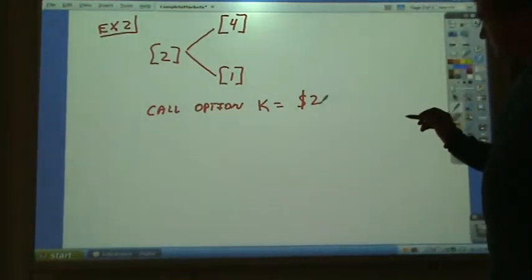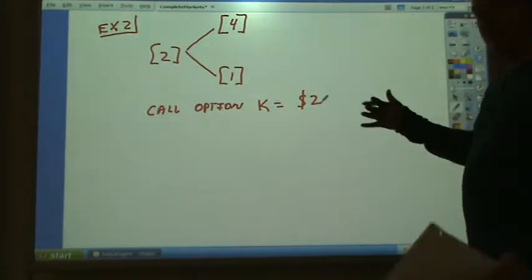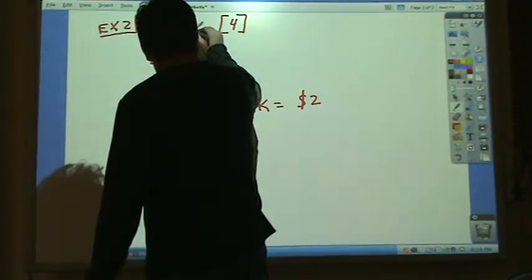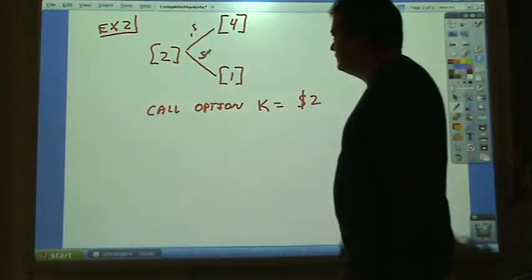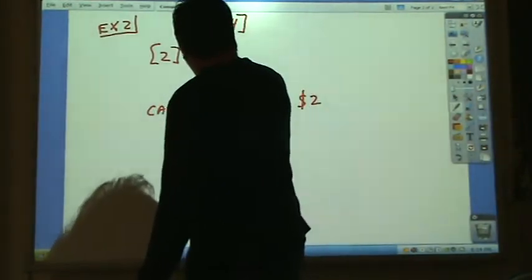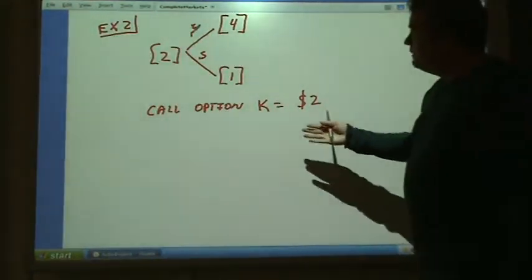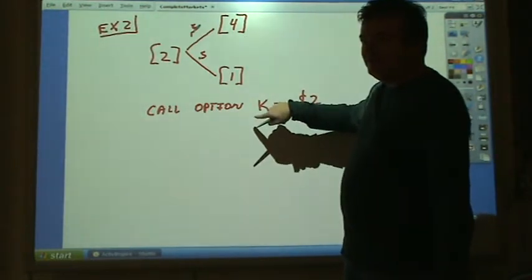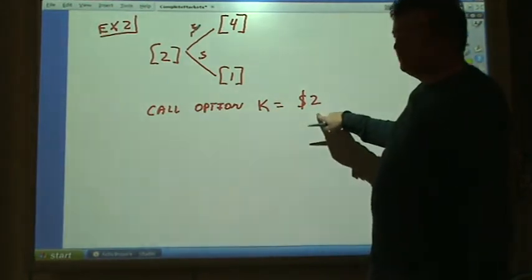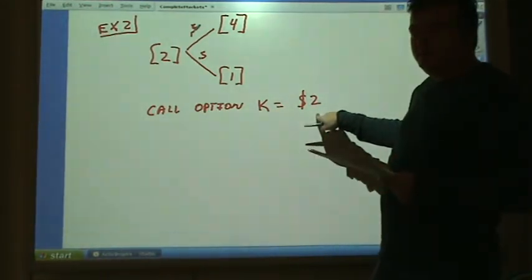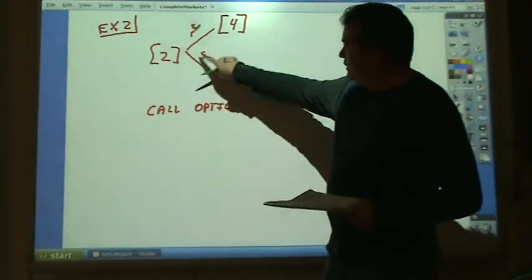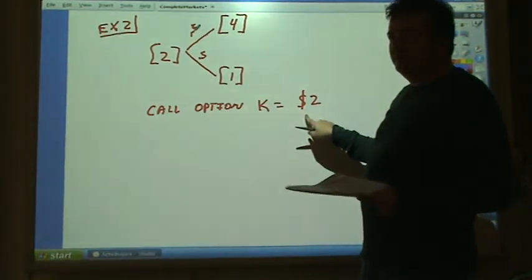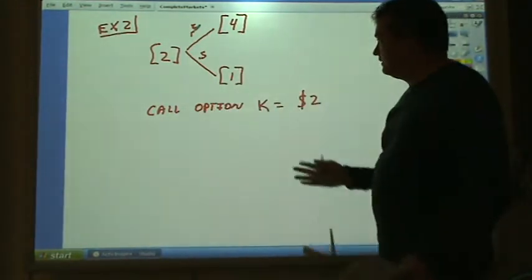So the call option with a strike price of $2. What does that mean? You get everything above $2. And again, this is going to be 0.5, 0.5, just like the coin toss from before. If we go to the upstate, how much money are you going to get if you buy the call option? The strike price is $2, so you get everything above $2, right? So how much would you get if we go into the upstate? $2. If we go into the downstate, what does the call option pay? Nothing. It pays everything above $2 and the price is 1, so it pays nothing.